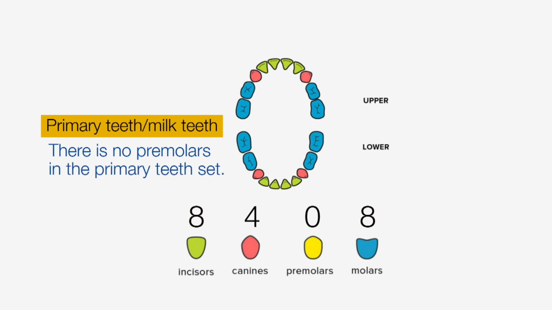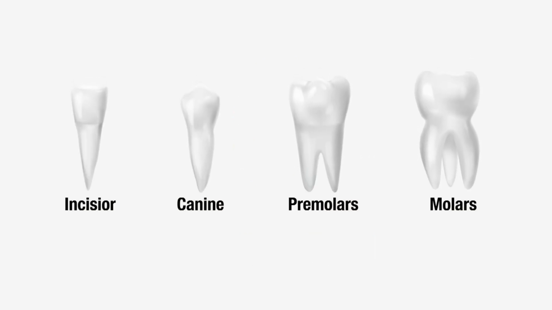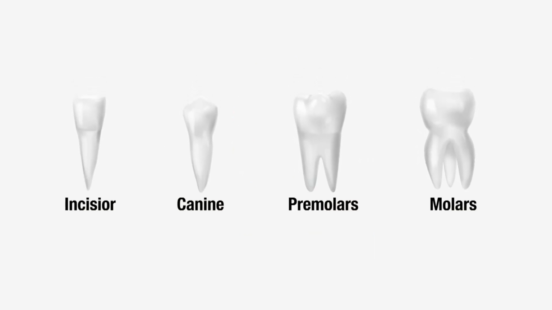So they don't have premolars. Okay, so the infants, the small babies, don't have premolars. They are absent in their milk teeth, the primary teeth set. Yes, so that is about the different types of teeth.